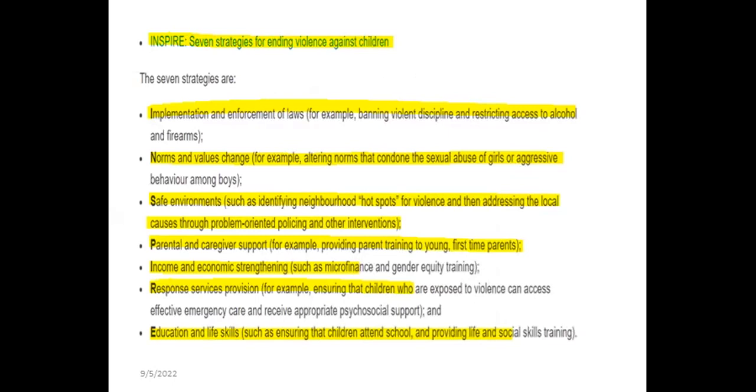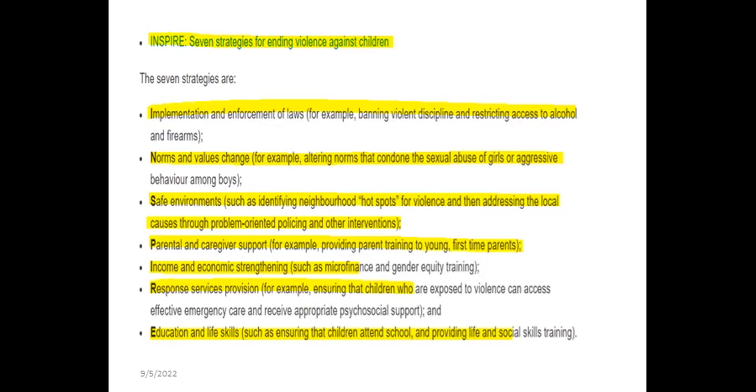Implementation and enforcement of laws includes banning violent discipline and restricting access to alcohol and firearms. Norms and values include altering norms that condone the sexual abuse of girls or aggressive behavior among boys. Safe environments include identifying neighborhood hotspots for violence and then addressing the local causes through problem-oriented policies. Parent and caregiver support includes providing parent training to young first-time parents.